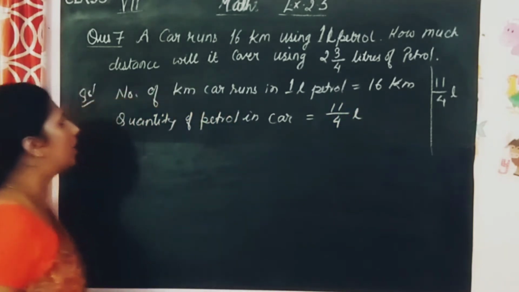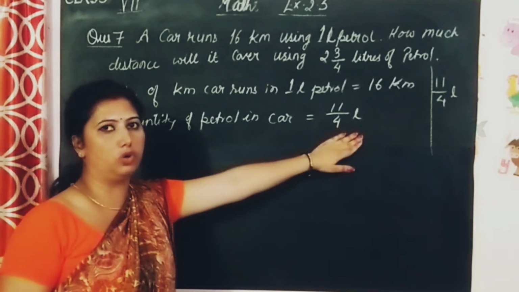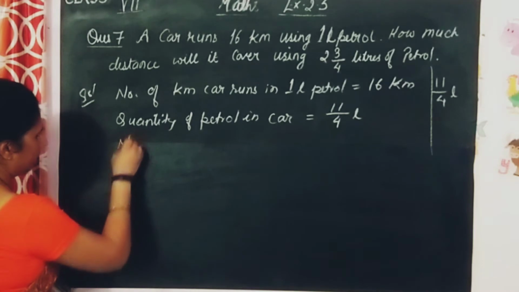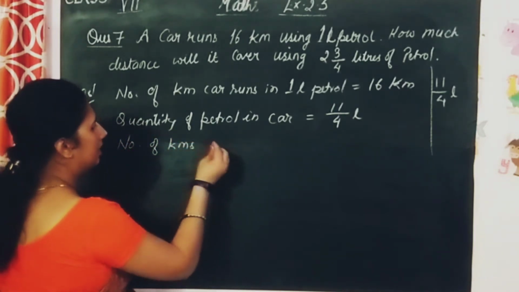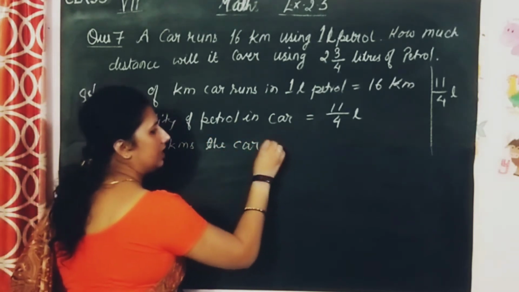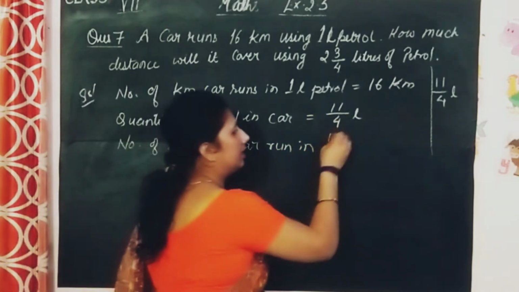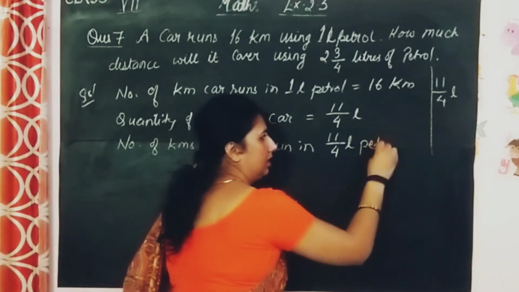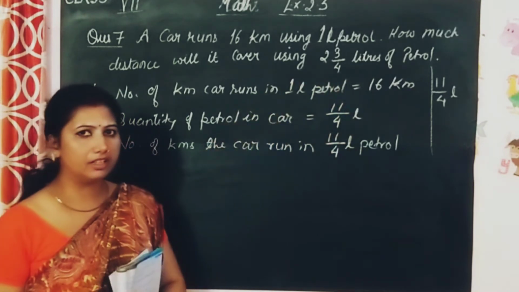Okay. Now how much will the car run in that much liter of petrol? How to do it? So the number of kilometers the car runs in 11 by 4 liter petrol. How much will it be? 11 by 4 into 16.